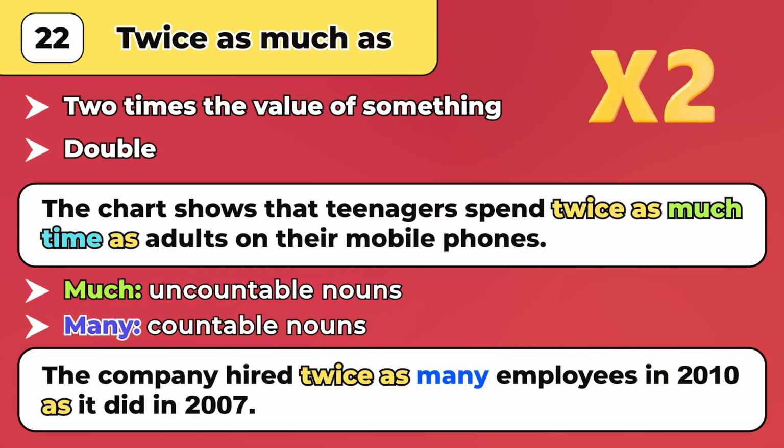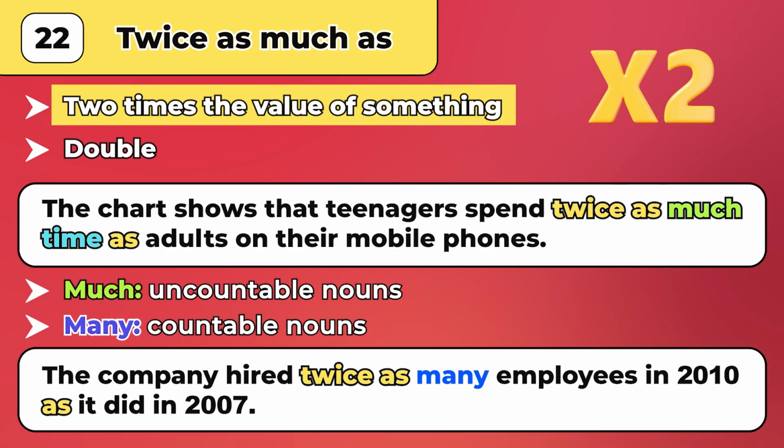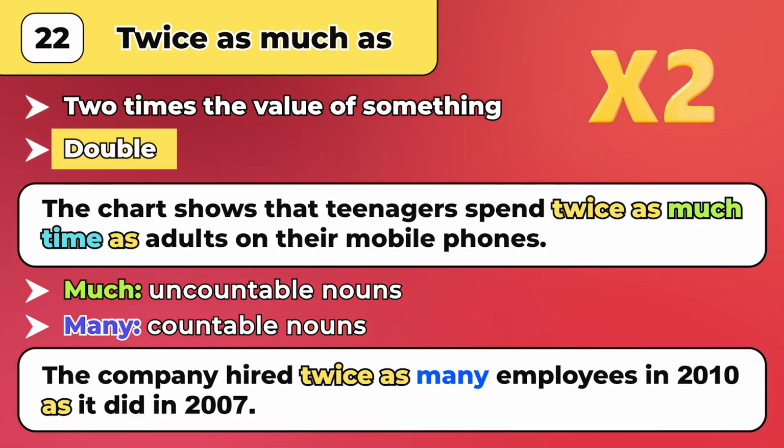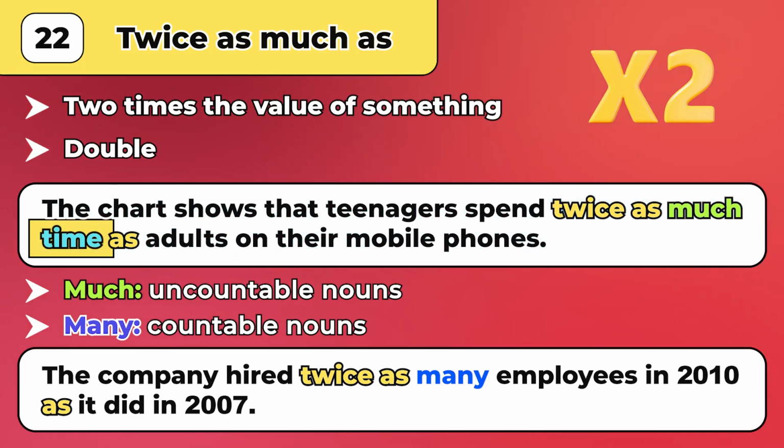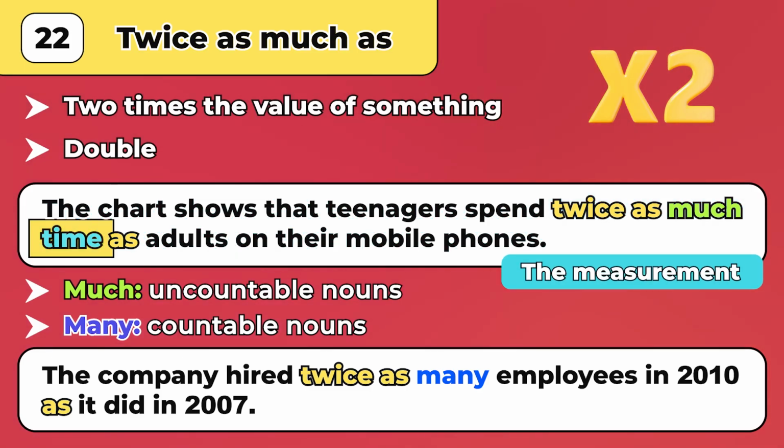The phrase twice as much as is a great way to demonstrate your English skills. This phrase means 2 times the value of something, or in other words, double. Let's take a look at an example. The chart shows that teenagers spend twice as much time as adults on their mobile phones. As you can see, I added the noun time into this phrase to indicate what measurement I am referring to.